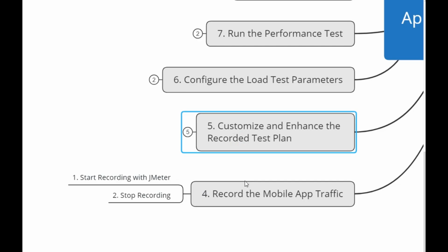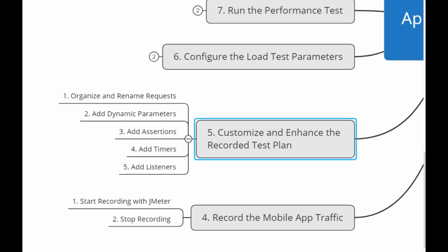The fifth step is to customize and enhance the recorded test plan. So we need to organize and rename requests. We need to add dynamic parameters, add assertions, add timers, and add listeners. Organize and rename requests. Review the recorded requests in the recording controller. Organize them logically and rename them for better readability.